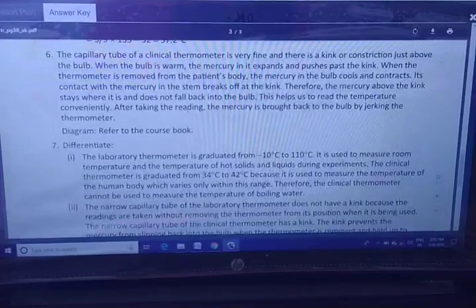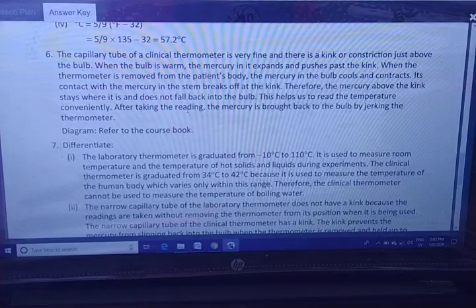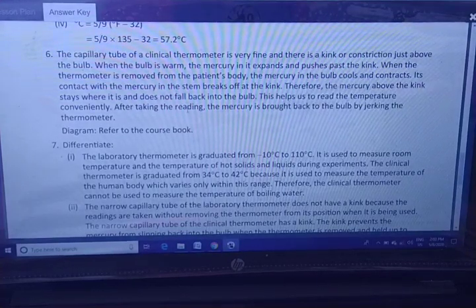Now we are moving towards question number 6. Draw a labelled diagram of a clinical thermometer. Explain the function of the kink in the stem. See, you can already draw the thermometer from your textbook, and the answer is written.